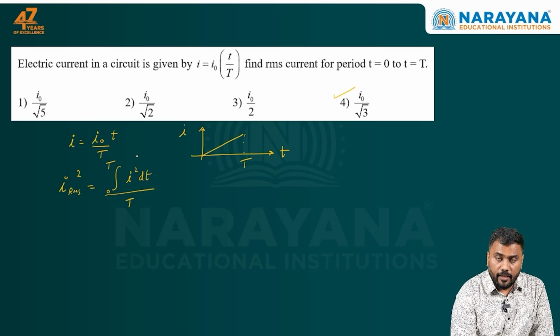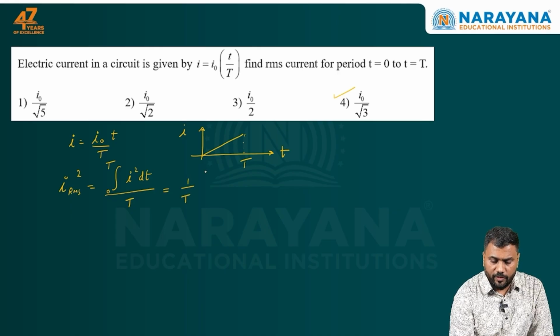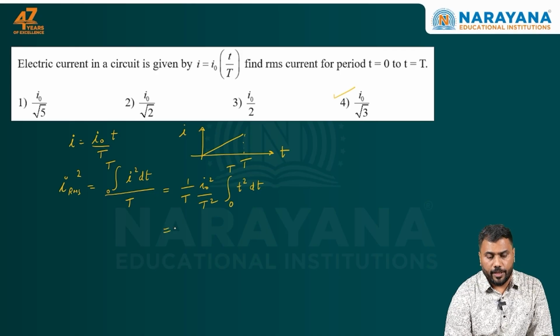So, I am taking the average of the square of the current and then finding the root of that. If you put in the value of the current given to you, I naught squared I am taking outside, capital T squared also I am taking outside. Inside the integration you will have small t squared dt, with integration limits from 0 to capital T. So, this is going to be I naught squared by T cubed.